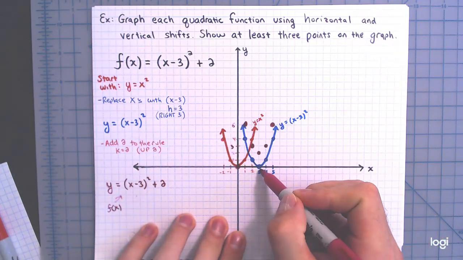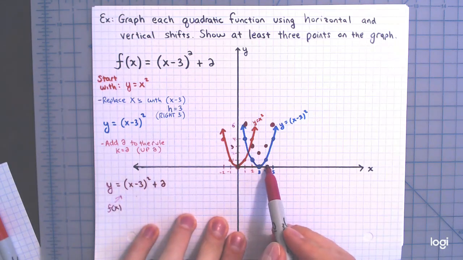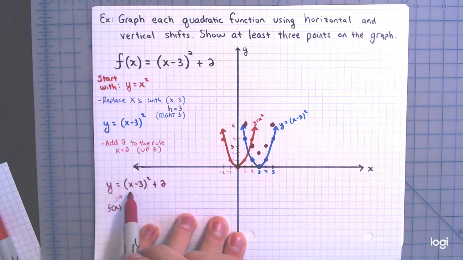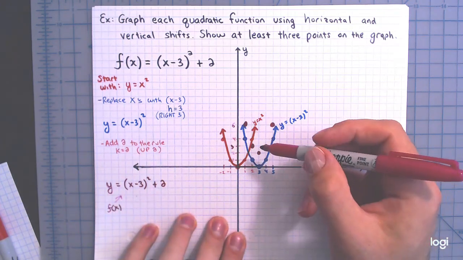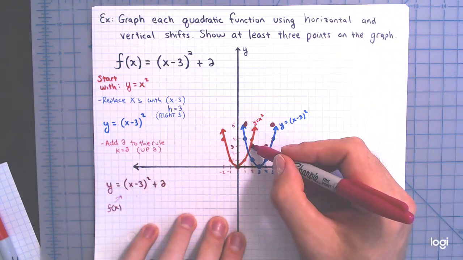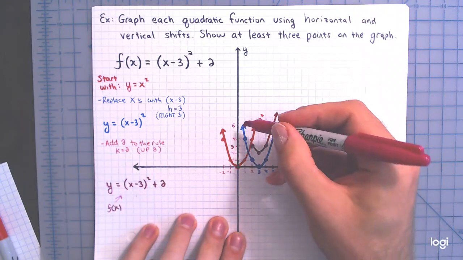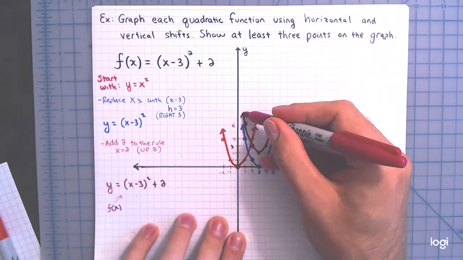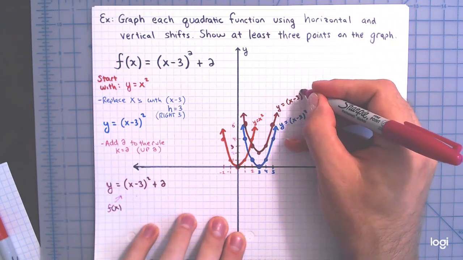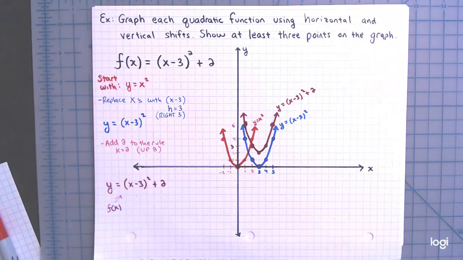And then double check: when x is 3, would y be 2? Yes. When x is 4, would y be 3? Yeah. When x is 5, would y be 6? Of course, right? All those ordered pairs are solutions to this equation. And I draw the rest of them in, because it's all the points on the blue graph getting moved up 2. And you get the same shape, right? The shape didn't change. So here's y equals the quantity (x minus 3) squared plus 2. That's the f of x that we were asked to draw.